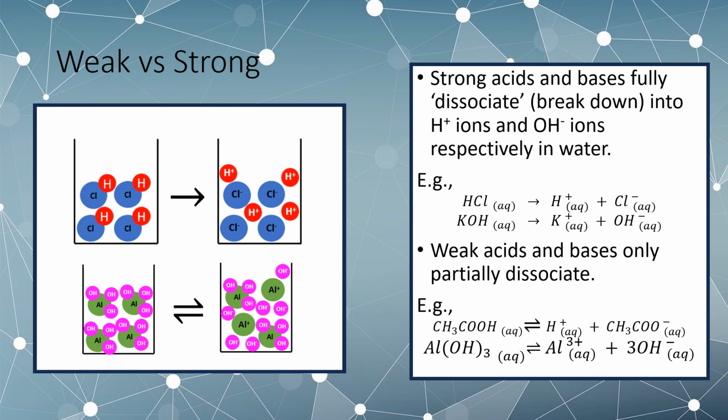We represent this not full dissociation by using what's called an equilibrium arrow, which is the arrow you can see in the equations regarding weak dissociations. This represents that the equation goes back and forth to show that it doesn't fully go into that full dissociation, like those strong ones do.